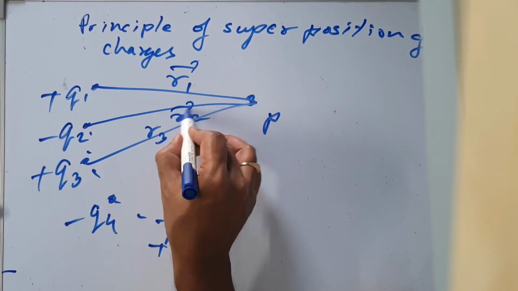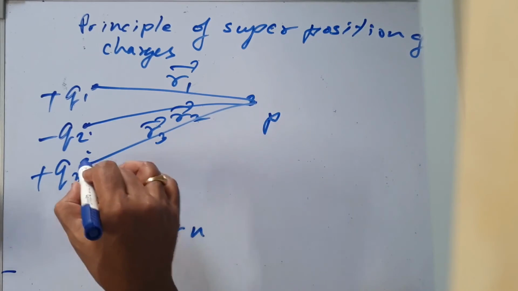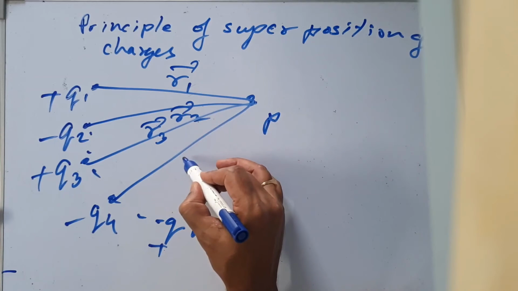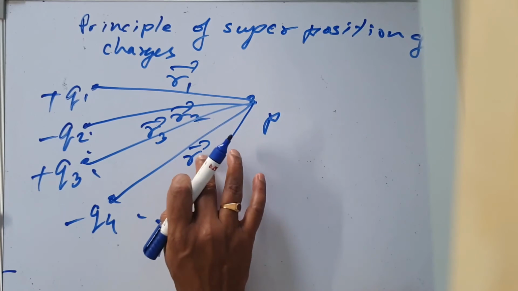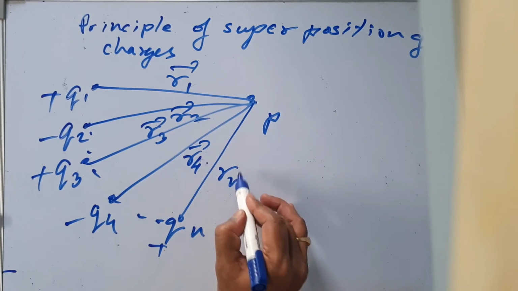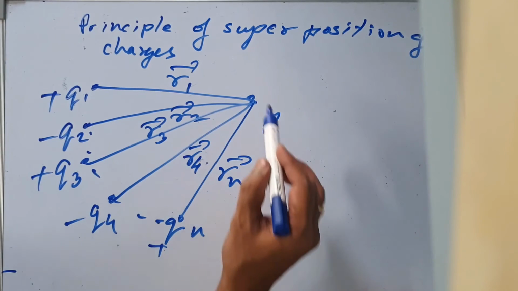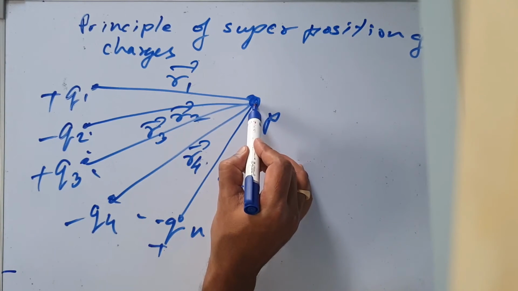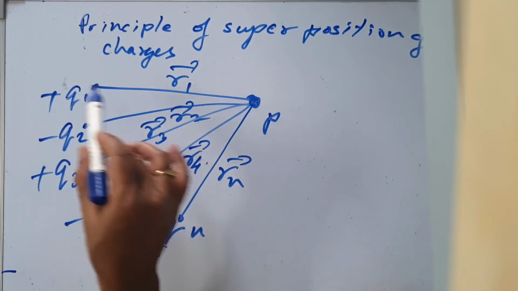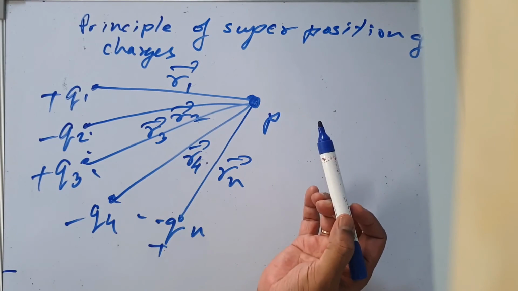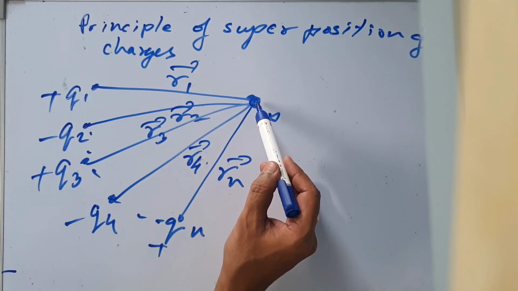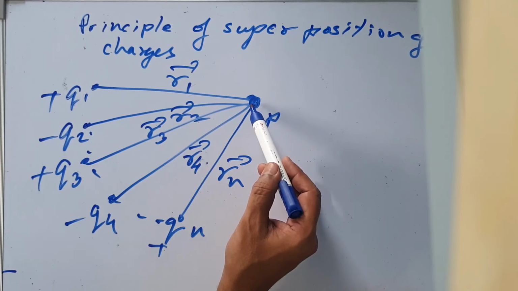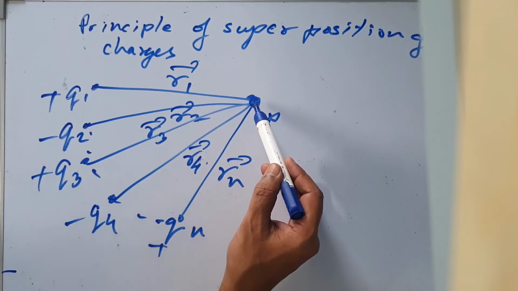You can put vector signs or the position vector of P with respect to each charge. R4, Rn. The resultant intensity of electric field at this point is going to be the vector sum of the intensity due to each individual charge. What is that? It is numerically equal to the force acting on a unit positive charge placed here. We have learned what is intensity of electric field.